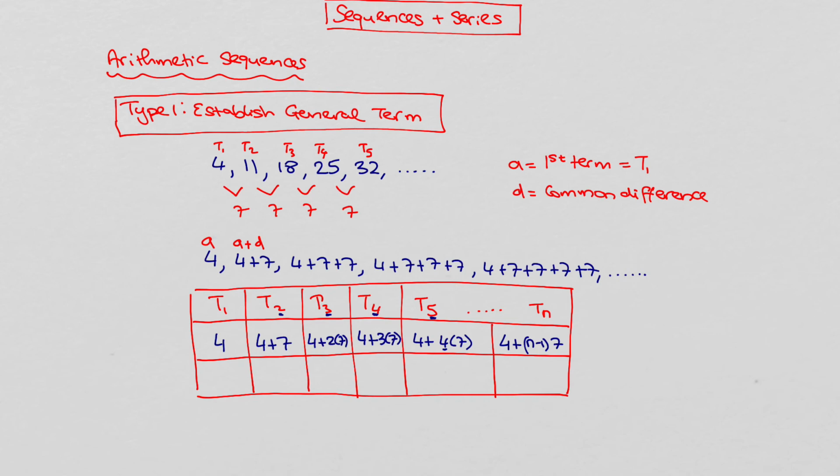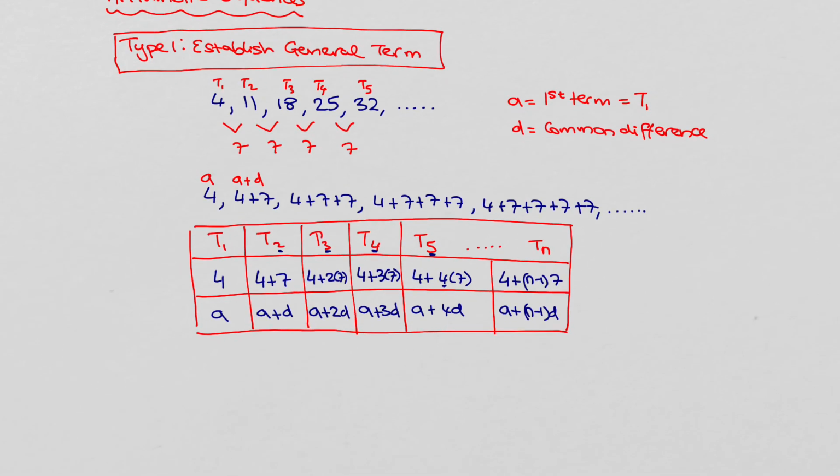So therefore that can be written as term 1 would be A. Term 2 is A plus D. Term 3, A plus 2D. Term 4, A plus 3D. Term 5, A plus 4D. And of course, the general term then would be A plus n minus 1 times D. So we say that to find the general term for any arithmetic sequence, our formula is A plus n minus 1 times D.